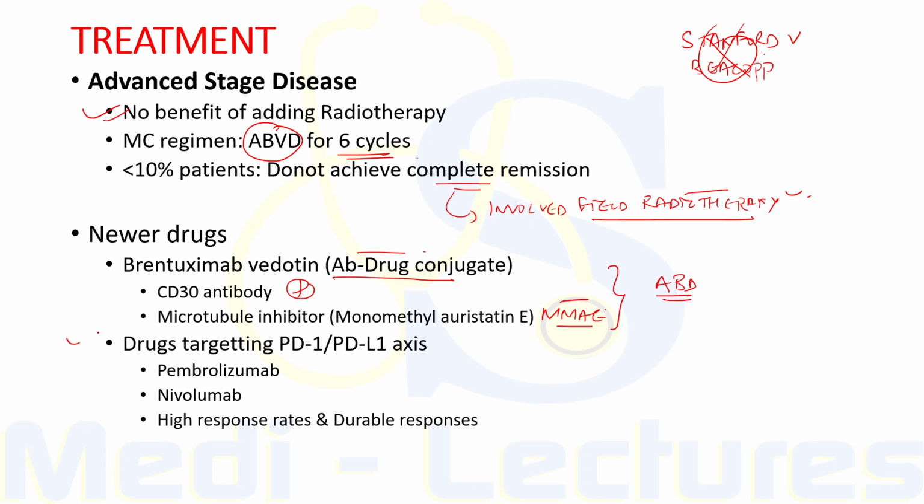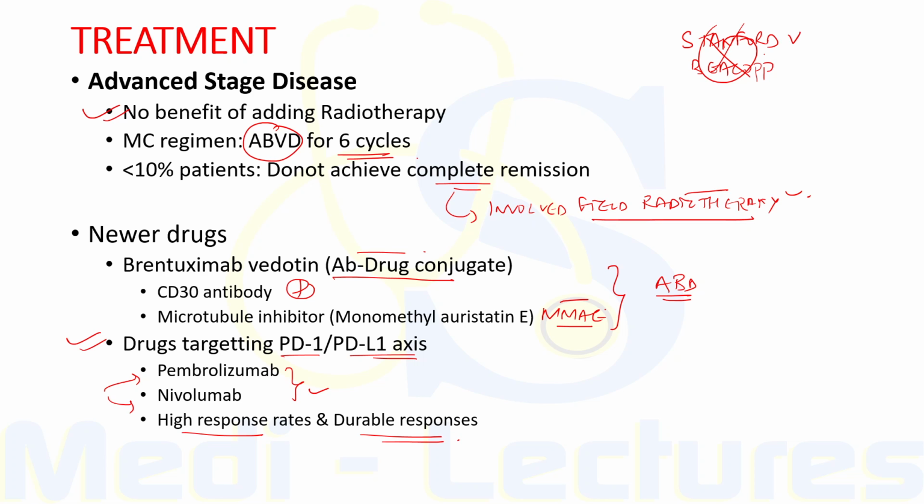Other than these, we also have newer drugs which target PD-1, PD-L1 axis, and these include pembrolizumab and nivolumab. These drugs have very high response rates and durable responses, and these are now being tested in conjunction with chemotherapy, both as salvage treatment for relapsed disease as well as for patients who are previously untreated.